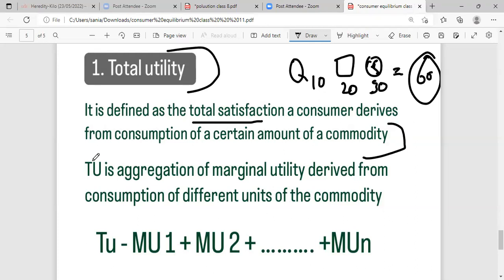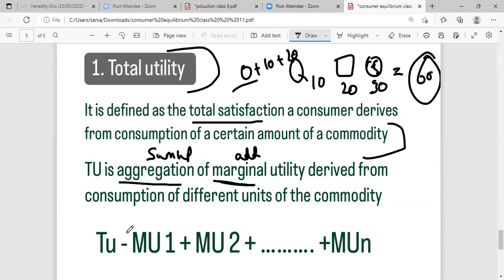But in actual numbers, TU is aggregation. Aggregation means the sum of marginal utility derived from consumption of different units of a commodity. See, this was your MU1, this is your MU2, this is your MU3. MU means addition. You had 0, then this was an add-on, plus 10, then this was also an addition. In the previous chapter, when we were doing PPC, there was marginal opportunity cost. That marginal means addition, right? So here you had 0, but 10 added, then 20 added, then 30 added.